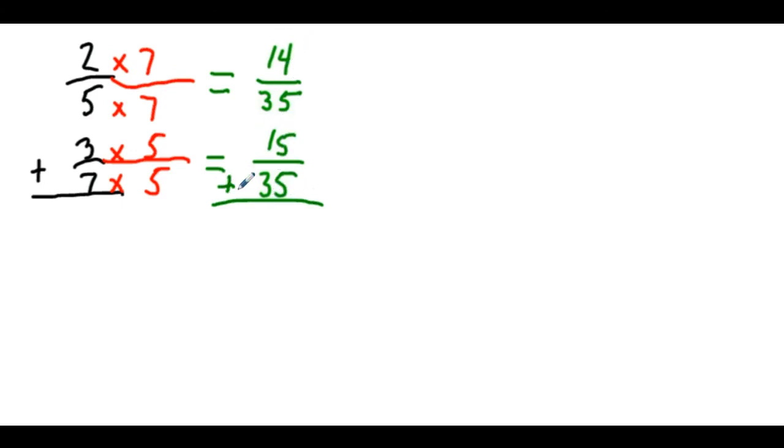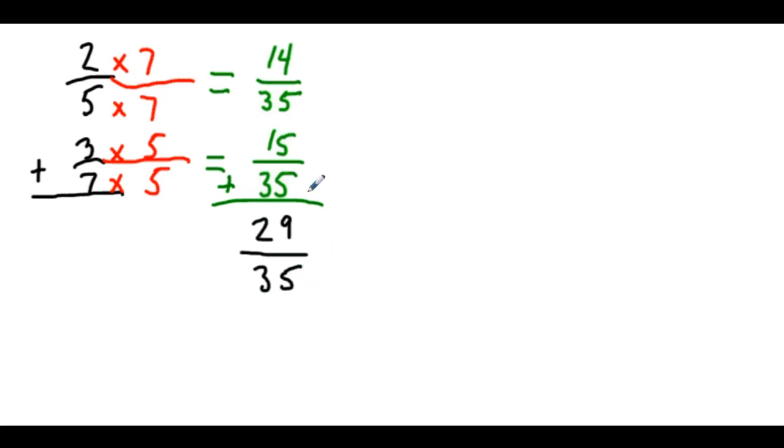In this case, we're adding. So let's add the numerators. The denominators are the same, so they won't change. Just add the numerators. 14 plus 15 equals 29. And that's over 35.